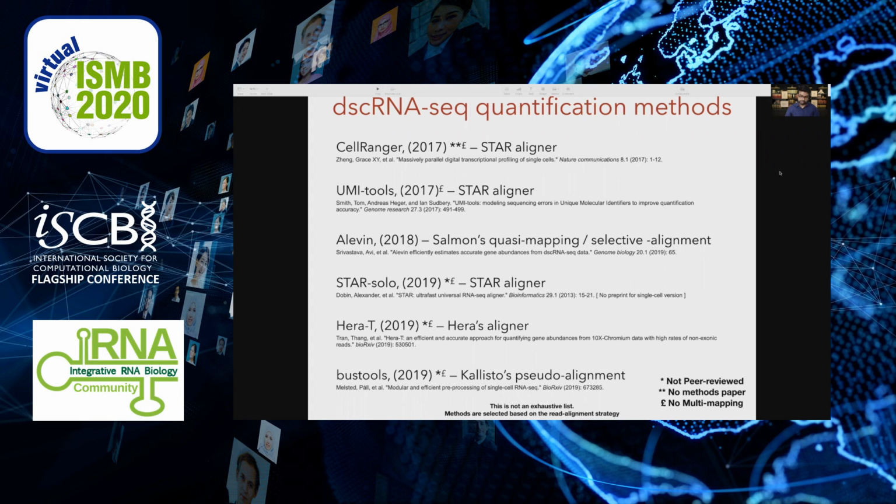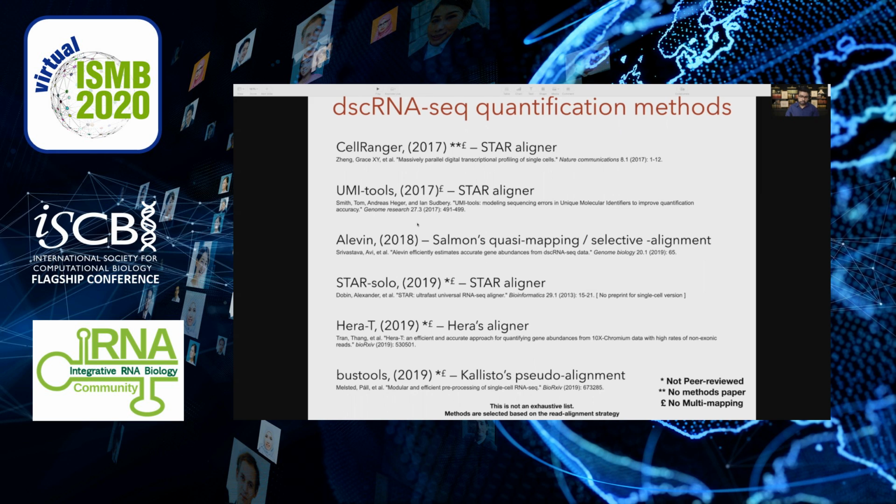Awesome. Now we have biological intuition, some empirical evidence to work on, and also a good model to work with. How does it turn out in a real experiment? To do that, we have to first figure out what tools we should compare against. After Alevin, there are a bunch of tools which came out. For example, STARsolo, HeraT, and BUStools. Before Alevin, there was UMI-tools and the Cell Ranger.